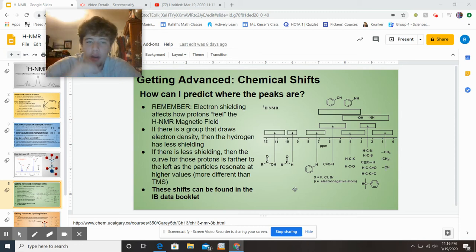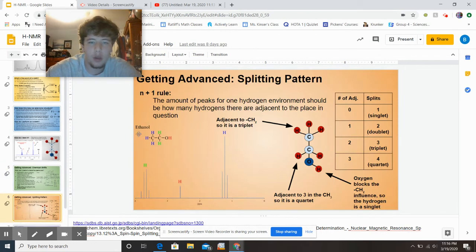Hello everyone. We're now on part 2. We're going to go on to splitting pattern. When we look at splitting patterns, we're going to be using the n+1 rule.